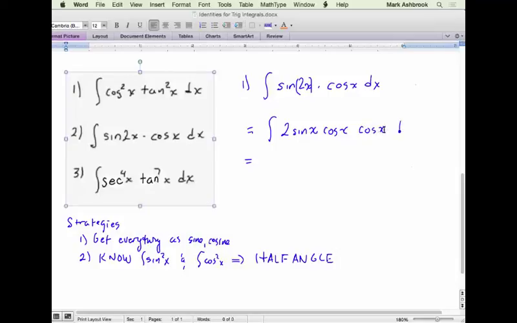And then the cosine becomes cosine squared. Third strategy: look for... what do we have now? What applies? How can we make progress on this? Undoing chain rule.